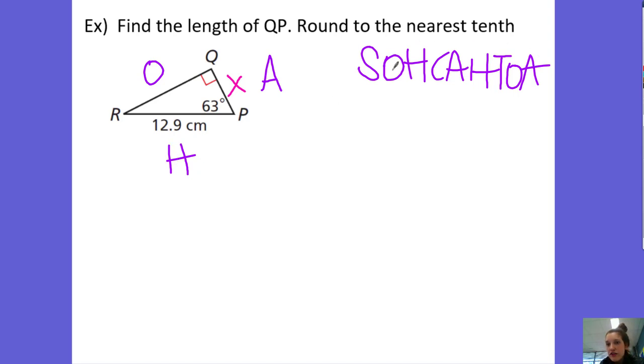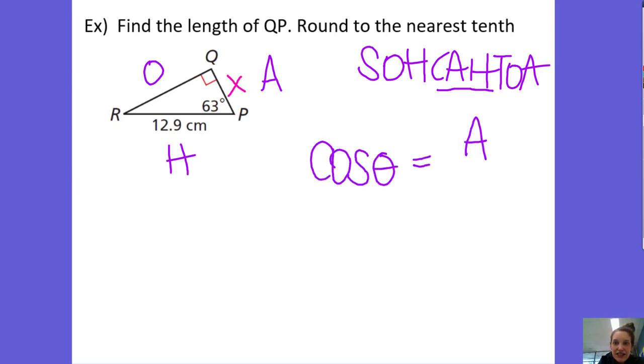I'm looking for the adjacent side and I'm given the hypotenuse. So I want to go to SOHCAHTOA and think, which of those three trig functions, sine, cosine, or tangent, relates the adjacent side and the hypotenuse? Cosine relates the adjacent side to the hypotenuse. Cosine is the ratio of the adjacent side over the hypotenuse. Cosine of theta is equal to the length of the adjacent side over the length of the hypotenuse.